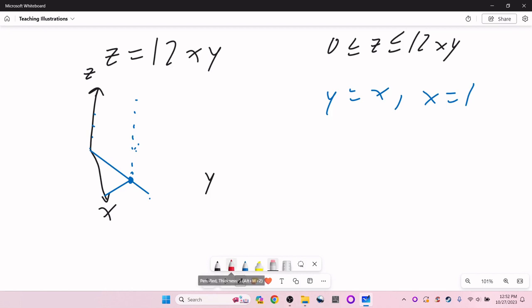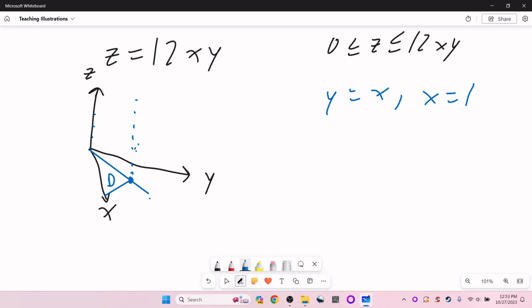Oh, shoot. Undo. All right. And so we've got these two. We make this little triangle. That's our D. It's the region in the XY plane.